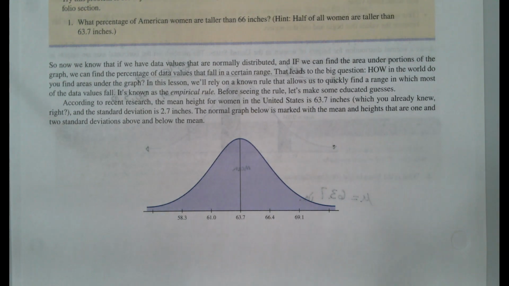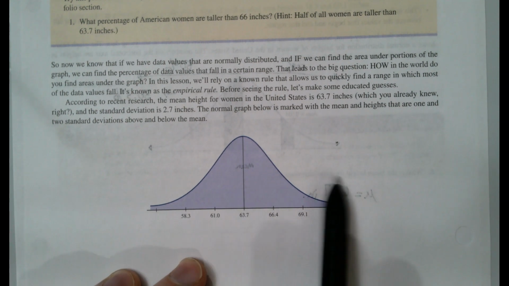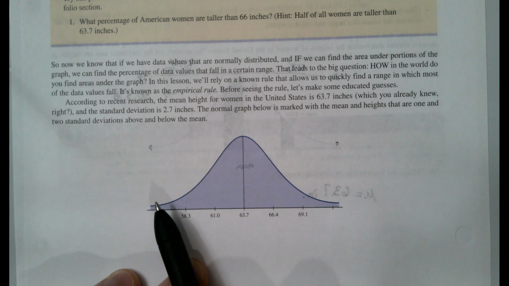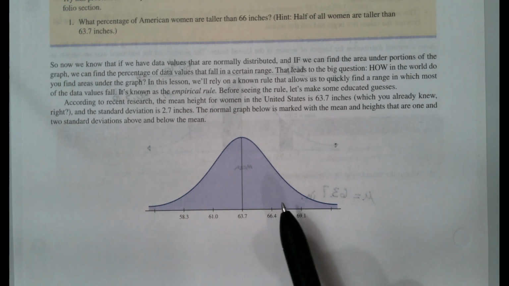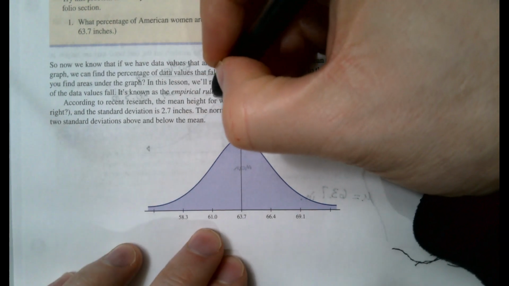Okay, we've got a normal distribution. And we understand, right, that the center is the mean, half the data is above, half the data is below. But then it turns out that the area under this curve follows what's known as the empirical rule.